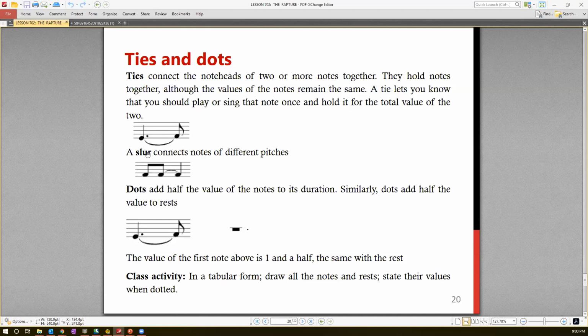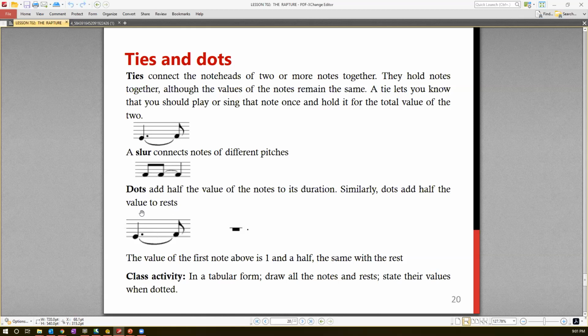Okay, so a slur connects notes of different pitches, and a tie connects notes of the same pitch. They hold notes although the value and the notes remain the same. Dots add half the value of the note to its duration. Similarly, dots add half the value of the rest. So we can have a dotted rest and a dotted note.